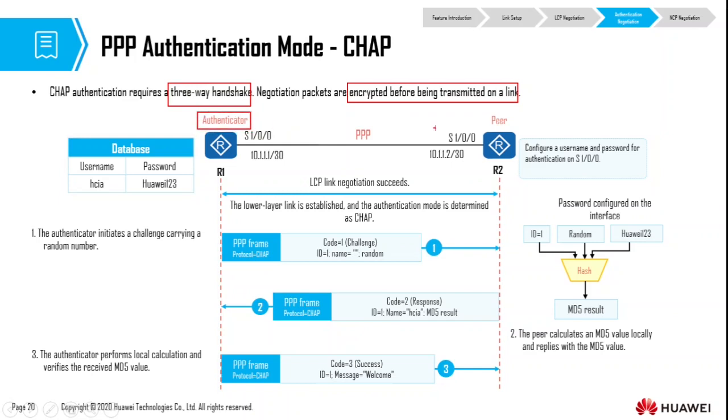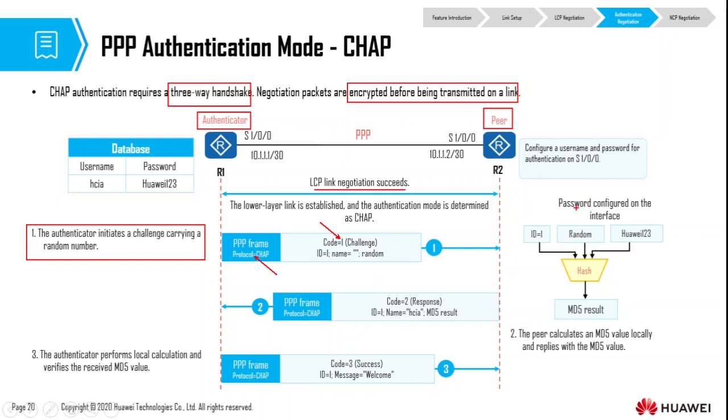Okay, so just like in PAP, we have an authenticator and we have the peer. Now we configure username and password for use on the peer. Then after the link layer negotiation succeeds, we now go to step number 1. Step number 1 here begins from the authenticator. So the authenticator initiates a challenge carrying a random number. You can see that here we are sending a PPP frame with the protocol field set to CHAP. Then we send a challenge, a random number, code equals 1, like that.